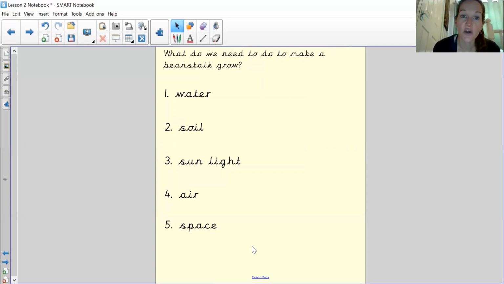Fantastic. So your activity today, you need to remember those 5 things that we need in order to make our beanstalk grow. If we don't have water or soil or sunlight or air or space, then our beanstalk's not going to grow. So you need to remember this as being our scientist.